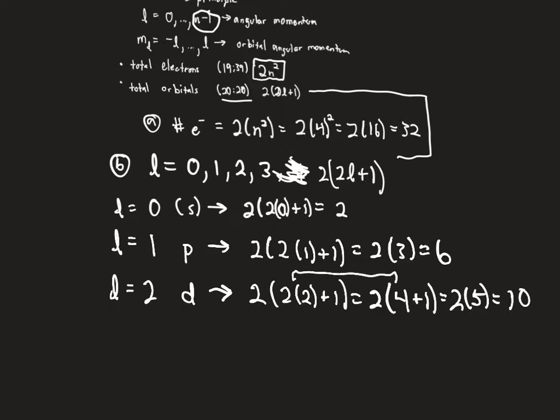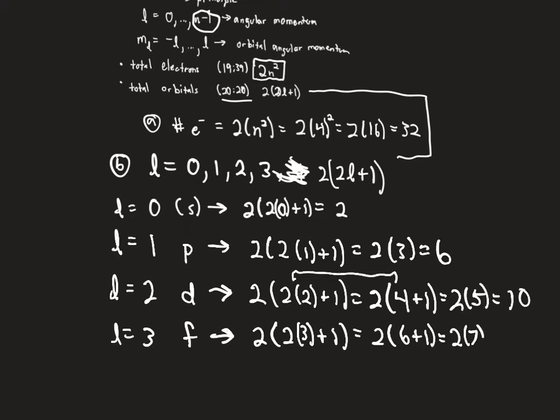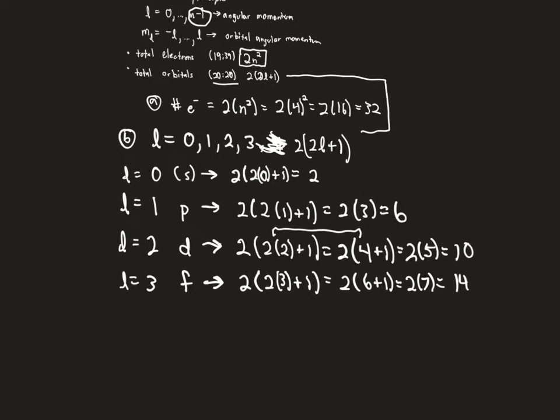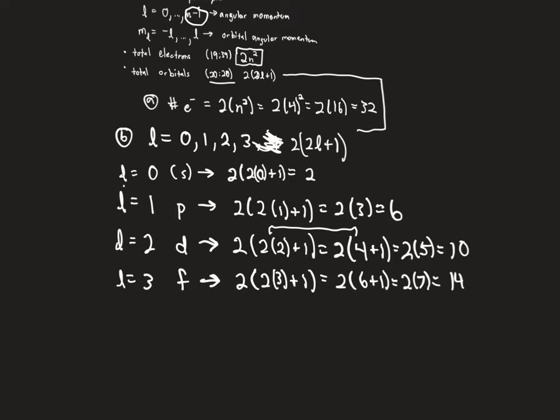And then I've got the final state. l is equal to 3. That has the letter f that goes along with it. That's going to be 2 times (2 times 3 plus 1). So that's 2 times 3 is 6, plus 1 is 7, so that's 2 times 7. 7 times 2 is 14. So that's all the electrons that I can have in each of these subshells.